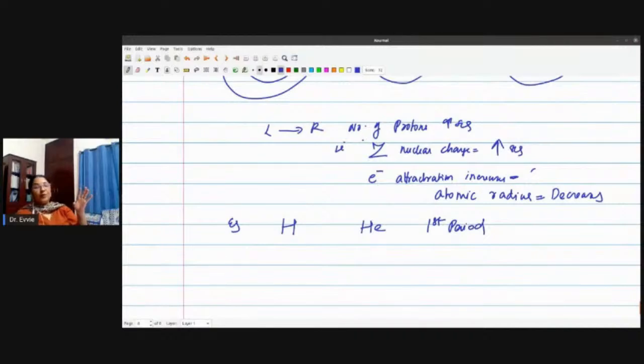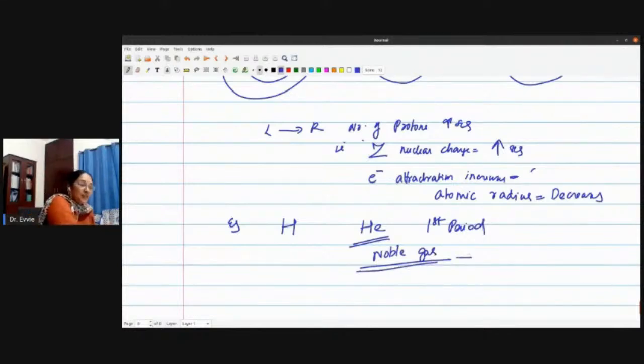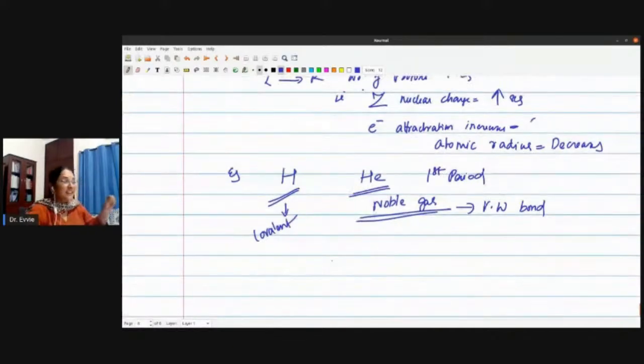What did I tell you? Noble gases. This application is for noble gases. So when this is a noble gas, all noble gases will have what kind of a bond? This is your van der Waals bond. But hydrogen, we saw, it is your covalent bond between two hydrogens. Now tell me which one is bigger; see, this is an exception.